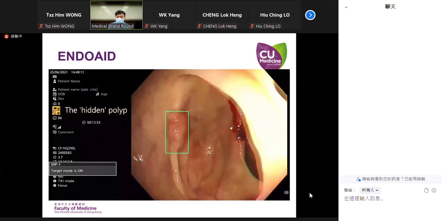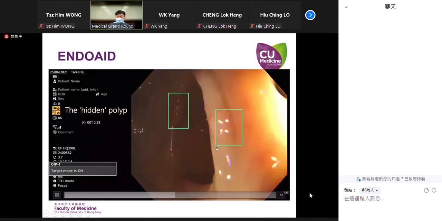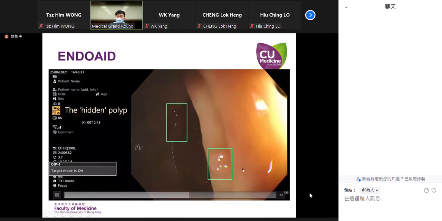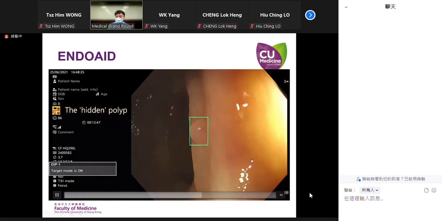And then we can see that this polyp has been resected. And then when we withdraw the scope a bit, we can see that there is another small polyp hiding here. If we are not using the AI, probably we are going to miss this very small polyp actually.